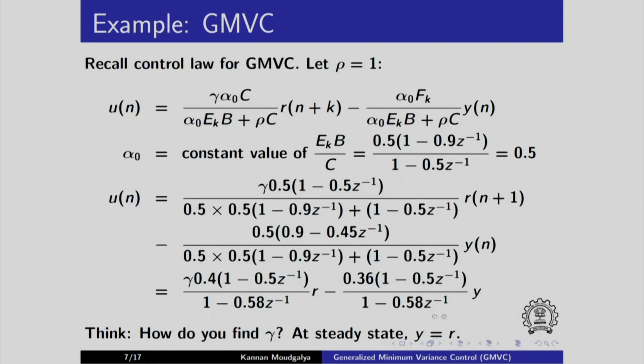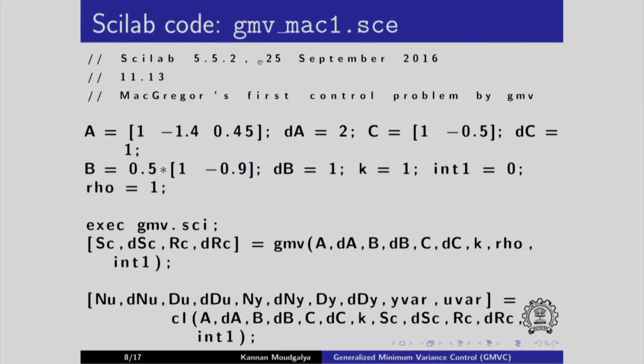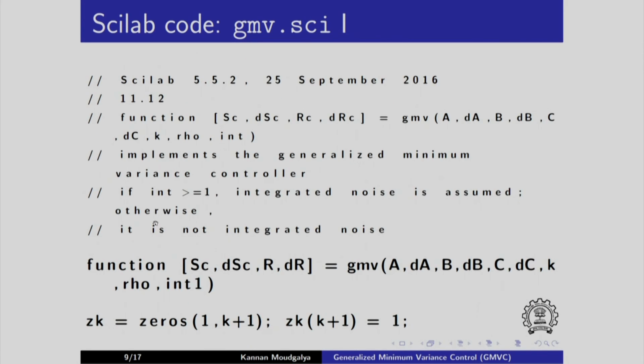The second term is to be calculated. In fact, in the next few slides, I am going to show Scilab code that calculates the second term. So we have GMV underscore mac1.sce. It's also given to you. When I execute this using the function called GMV, it's here GMV.sci.